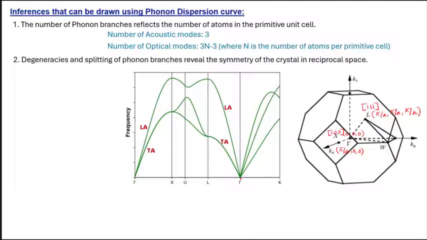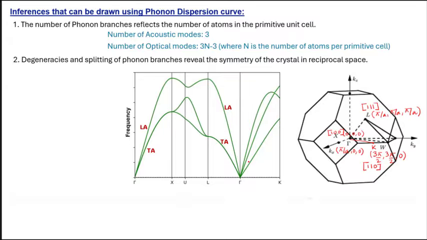Whereas you can see if you move from gamma to K, K is a point at the center of the edge joining the two hexagonal faces. It has the coordinates 3 pi by 2a, 3 pi by 2a and 0. So while moving from gamma to K, we are basically moving along the 1 1 0 direction. Here along the 1 1 0 direction, the TA modes, or the transverse acoustic modes, split. They are no more overlapping each other. They are no more degenerate. That means the symmetry along this direction is relatively less as compared to the 1 1 1 and 1 0 0 directions.